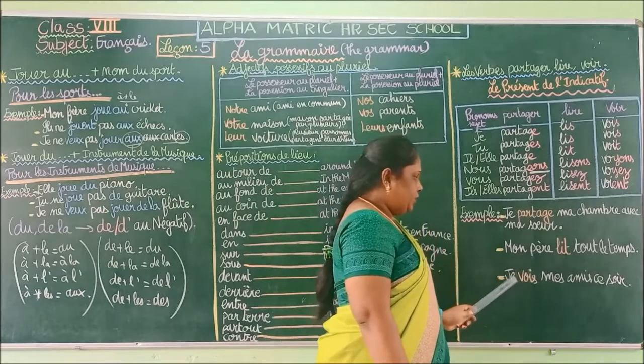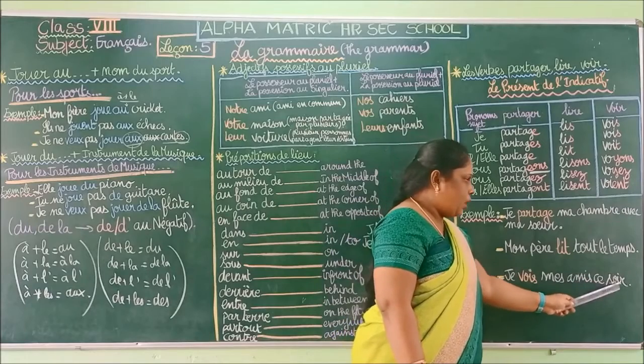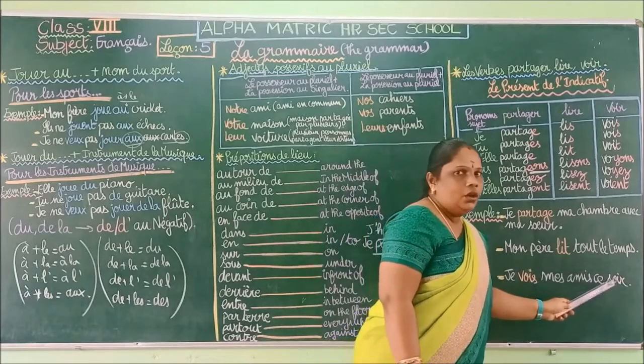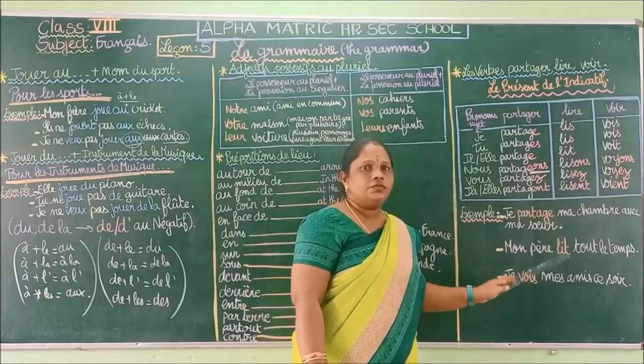Lit. Next one, je vois mes amis ce soir. I am seeing my friends this evening. Okay, so this is the present tense of these verbs.